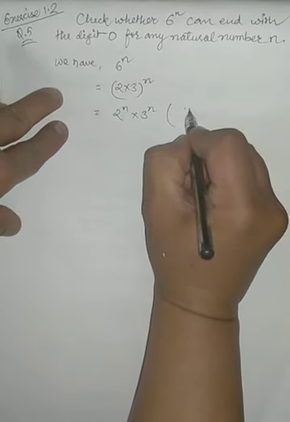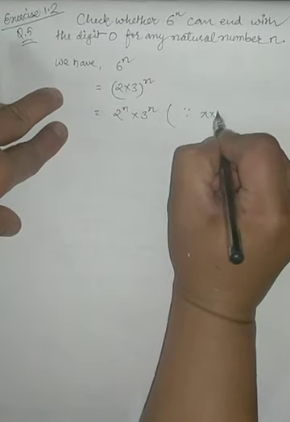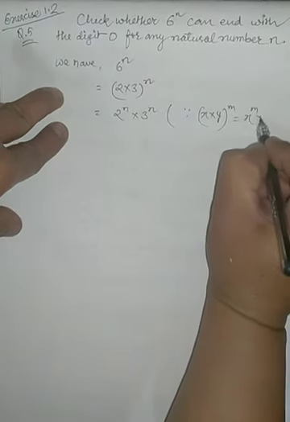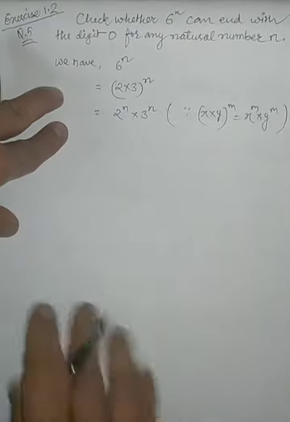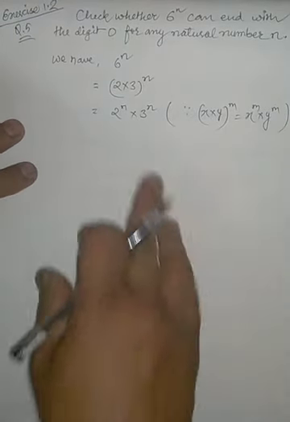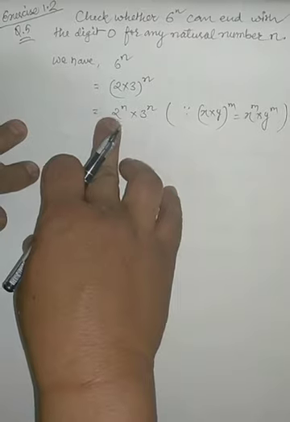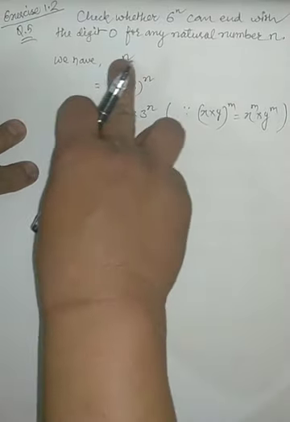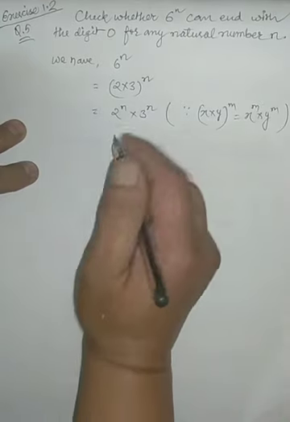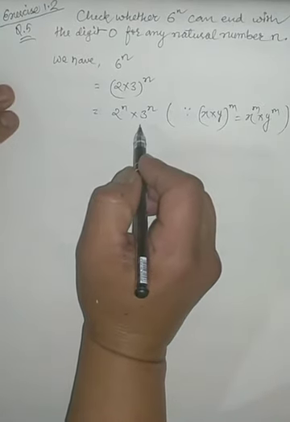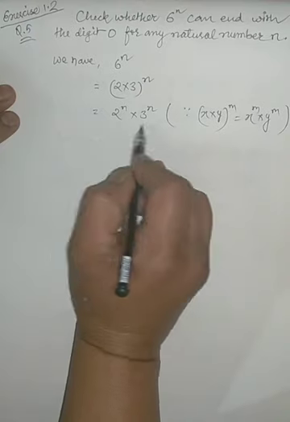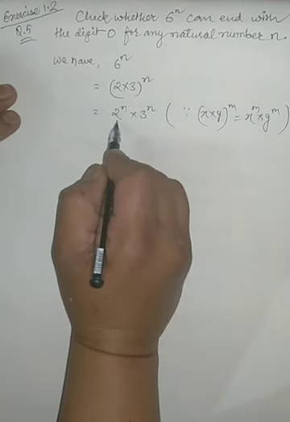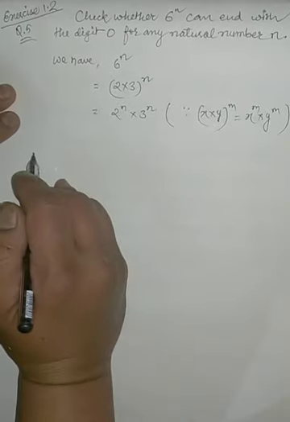Here we have used the law of exponents: (x into y) raised to the power m is equal to x to the power m into y to the power m. Now, 2 to the power n into 3 to the power n is the final expansion for this number. The required condition is that the prime factors should contain 2 and 5 both, but here we have only 2, and 5 is missing.